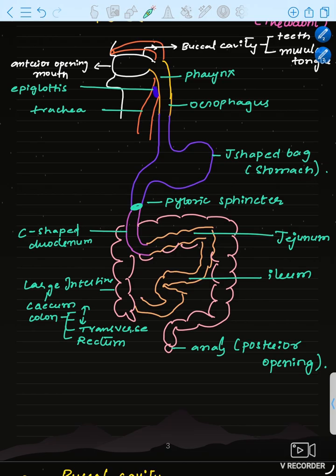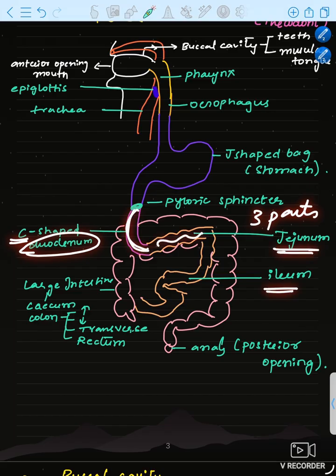So okay, we are done till stomach. Now let us go to intestine. Intestines are two: first one is small intestine and then large intestine. In small intestine, three parts are there. First one is duodenum, which is C-shaped, you can see. And next is jejunum and then ileum. This is jejunum and this is ileum. Ileum is highly coiled, okay?